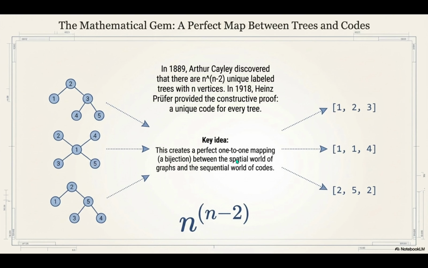It means a perfect one-to-one mapping. For every single spatial tree structure that exists, there is one and only one unique sequential code. And for every code, there's only one tree. Like a perfect dictionary. A perfect dictionary. You translate the complex physical design into a simple string of integers, and you can translate it back perfectly with zero loss of information. And that is the whole magic trick. Taking something spatial and making it linear. And this code, it's really compact too. For a tree with n nodes, the code is always n minus 2 elements long. It boils the entire structure down to its absolute essence.